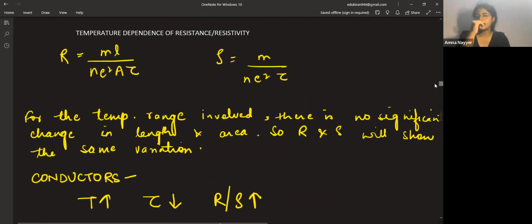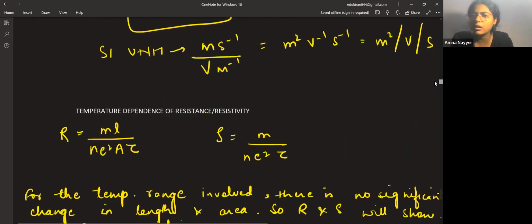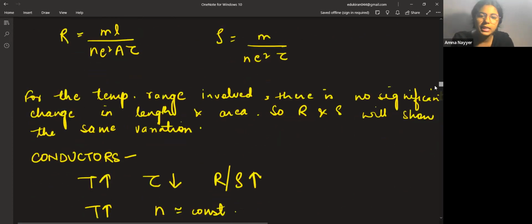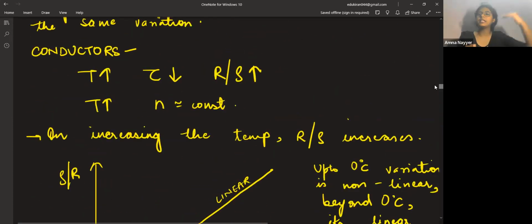Temperature dependence of resistance and resistivity. This I wanted to discuss with you. On what factors does it depend? Before this, we have completed mobility and all the 4 points. For conductors, just remember that when temperature increases, tau decreases. Tau means the average relaxation time. When tau decreases, the resistance or resistivity increases.